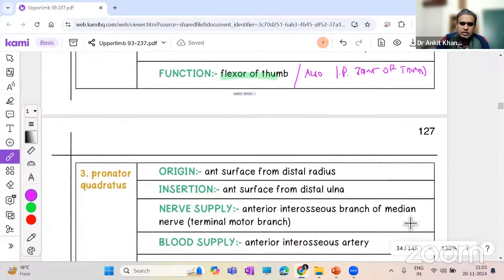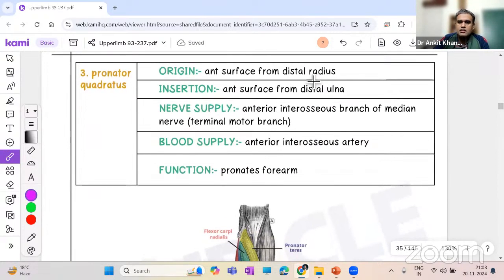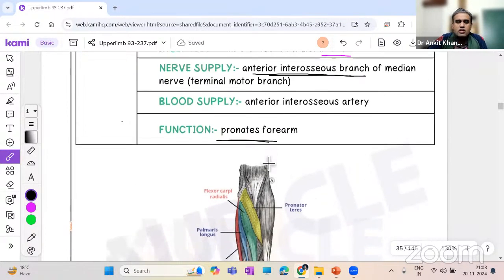Last but not least is the pronator quadratus, and again, as I said, it is running between the radius and ulna, because supination and pronation movements per se are between the radius and ulna. Again, being a deeper muscle, it is supplied by which nerve? The anterior interosseous nerve. Okay, front of the forearm, as the name suggests. So these are all the front of the forearm muscles.